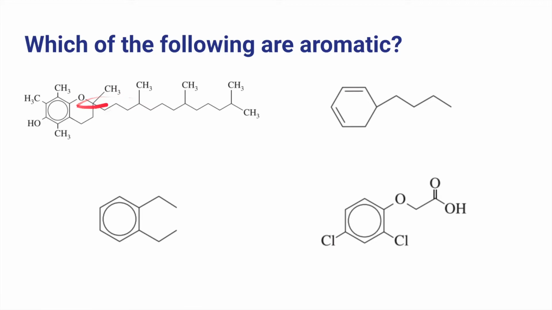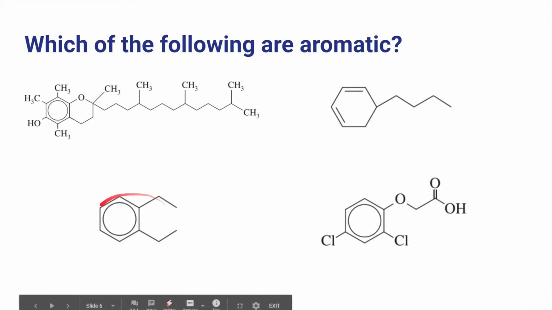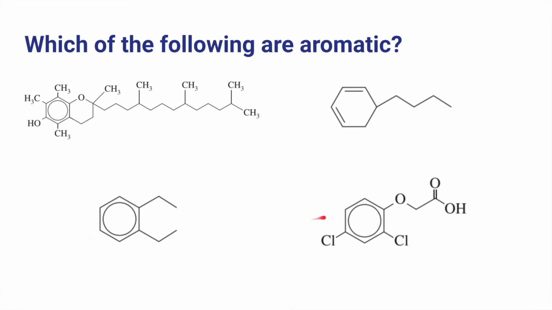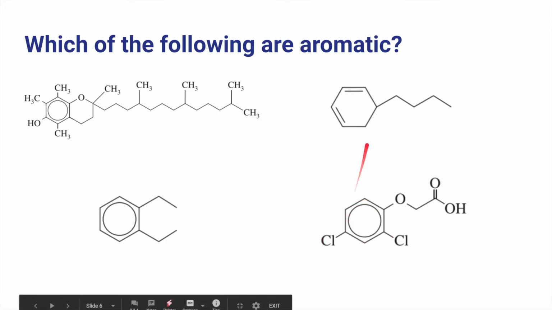So this one here on the top left, I think this is vitamin E. The benzene ring can be found over here. So yes, it has it. It's aromatic. The one on the bottom here, it has a benzene ring. Therefore, it's aromatic. Bottom right has a benzene ring. It's aromatic.